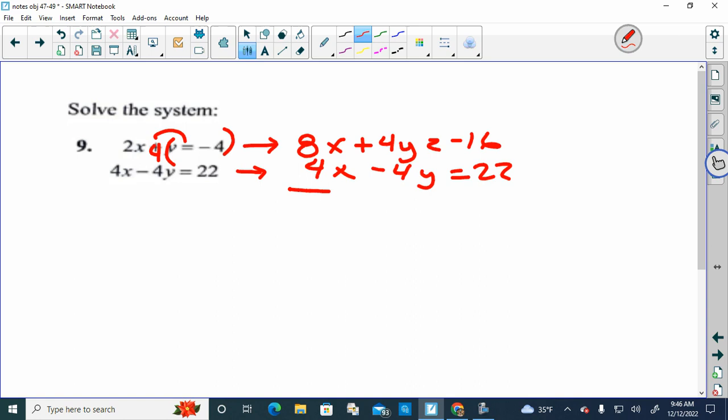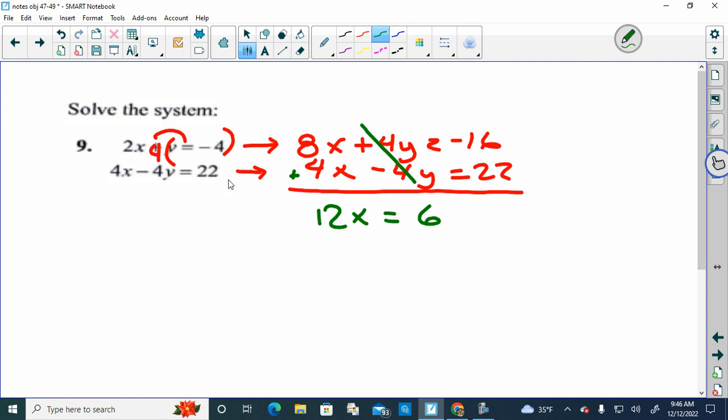If you notice, our whole goal was to eliminate something, and we just eliminated the y's because we have a positive 4 and a negative 4. So now you just combine what is left. 8 plus 4 gives you 12x. I have a negative 16 and a positive 22, so subtracting the 2 would give me 6.